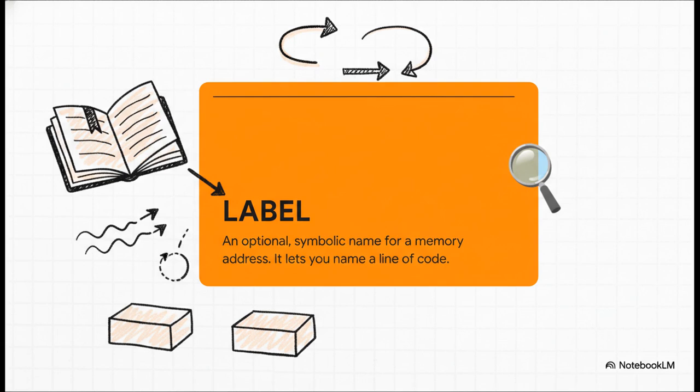Now, this part's optional. The best way to think of it is like putting a bookmark in a book. You're just giving a specific line of code a name, something memorable, like loop start or pay again. Why? So you can tell the computer, hey, jump back to this exact spot later. It is super useful for things like loops.